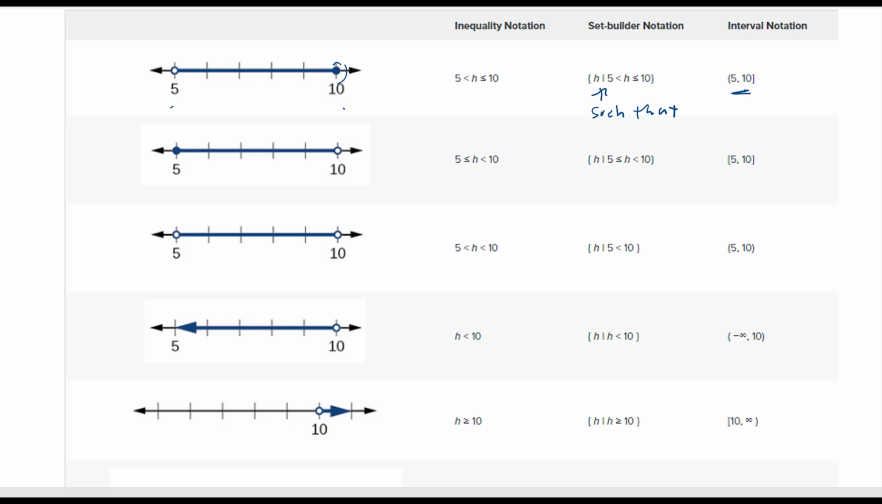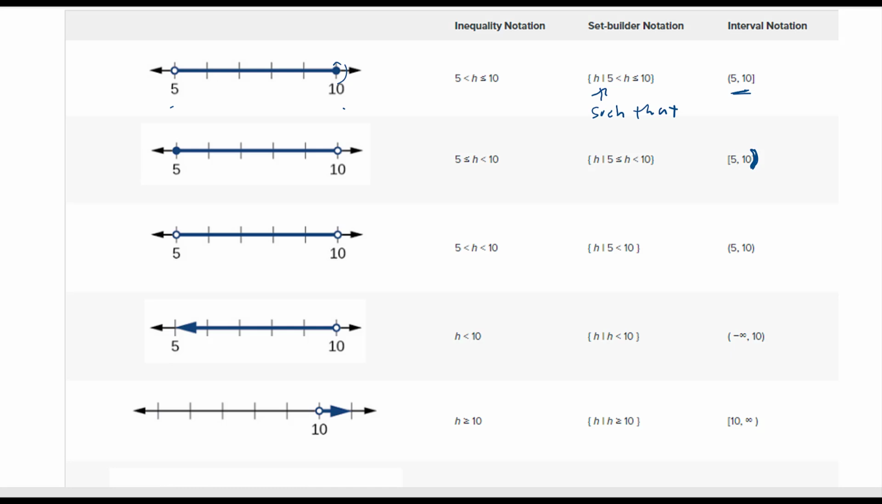So going back to our parentheses and brackets. In the second case, the 5 has the dot, 10 has a circle, so 5 is less than or equal to h less than 10, strictly less than 10. Notice there's a bracket here, and there should be a parenthesis here. It doesn't quite look like that on my screen, so I'll exaggerate one.